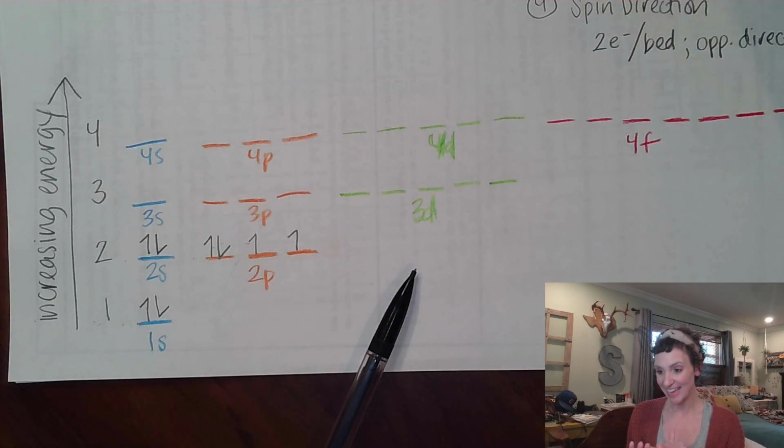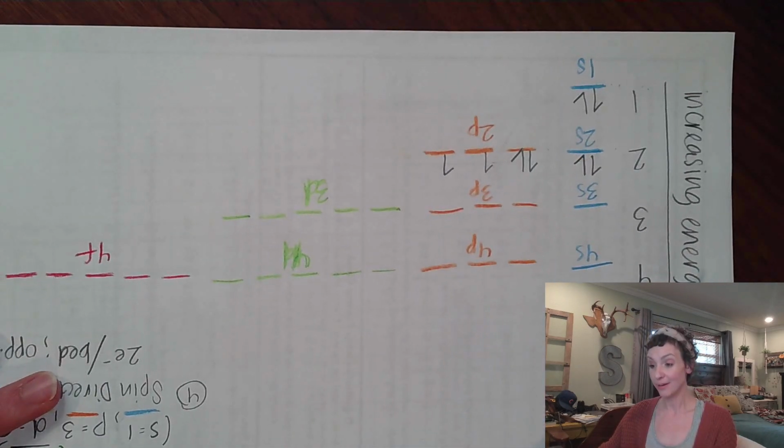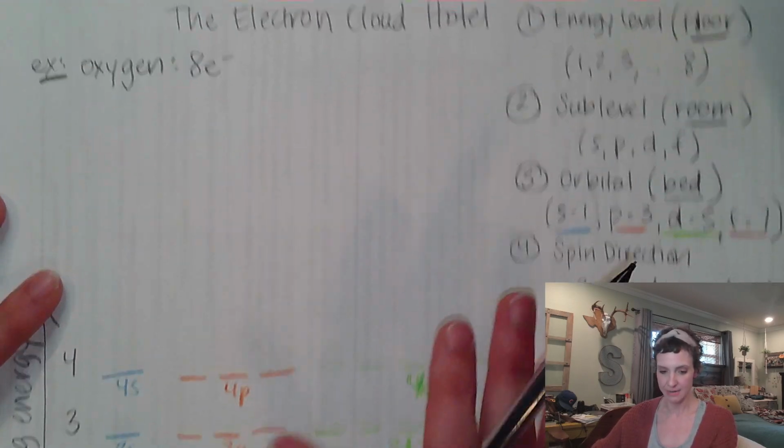And the cool thing is, you guys, if I were to turn this upside down, and I'm going to show you in a second, our periodic table beautifully maps out this Electron Cloud Hotel as well. But I want us to bounce back to talking about these oxygen atoms and recap what we did down here, okay?